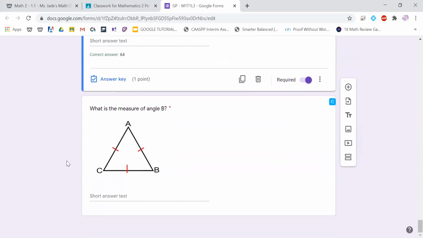And then the last one, what is the measure of angle B? Okay, so here we have a triangle and it has one tick mark on every single side, which means this is an equilateral triangle, right? Equilateral has three equal sides and three equal angles. Let me see, is there a way I can write something? Aha, here's a whiteboard. All three sides are equal. I also say all three angles are equal.